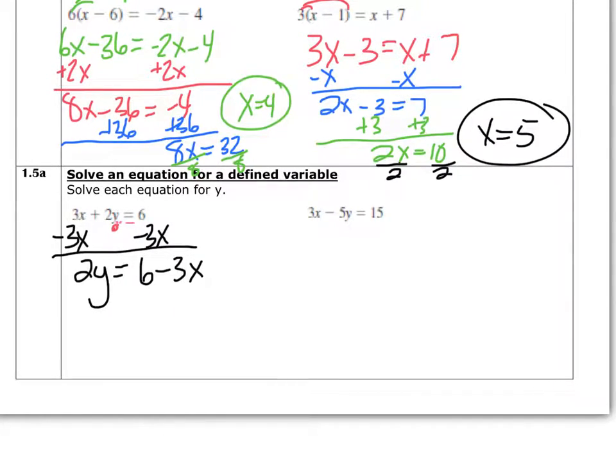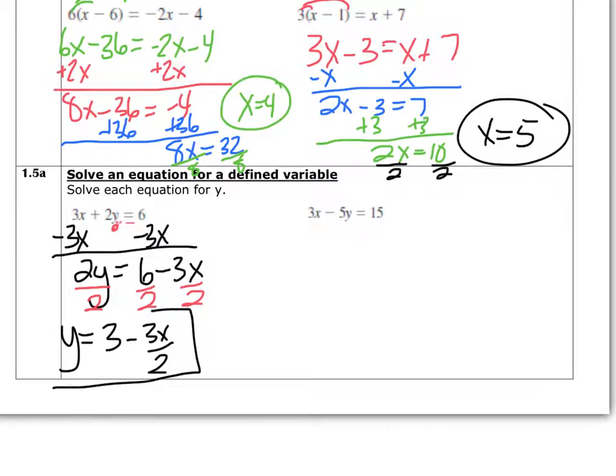To get rid of times, I'm going to divide. I'm going to divide everything by the 2. So when I do that, I get y equals, be careful, 6 divided by 2 is 3. And then minus 3x over 2. And that is our answer.